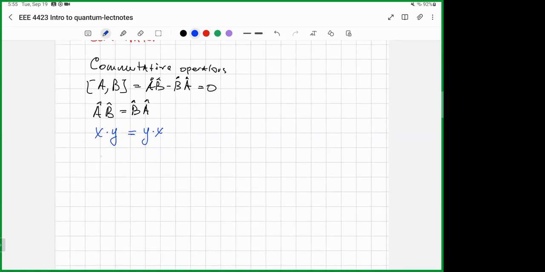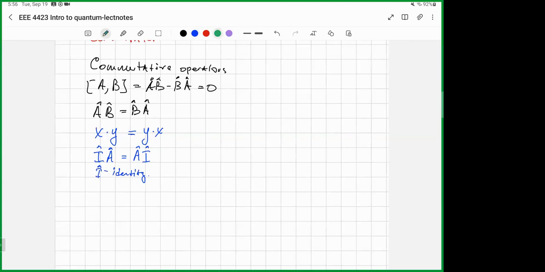Another simple example is the fact that the identity operator commutes with any operator. So when I take this identity operator on the left of the operator A, it is the same as if I take this operator on the right. This I is the identity operator. And of course, there are other types of commutative operators.